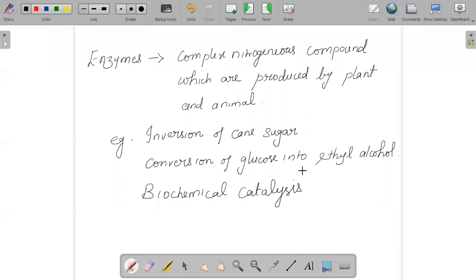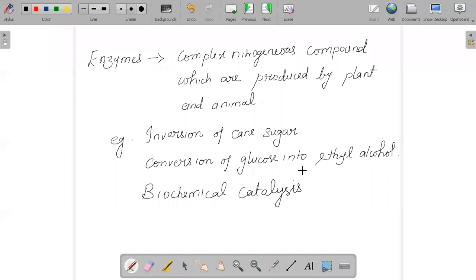And maltase enzyme will convert maltose into glucose. So there are different enzymes which are used for different purposes. For example, we can say decomposition of urea into ammonia and carbon dioxide.